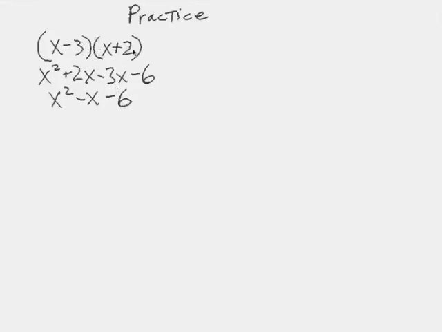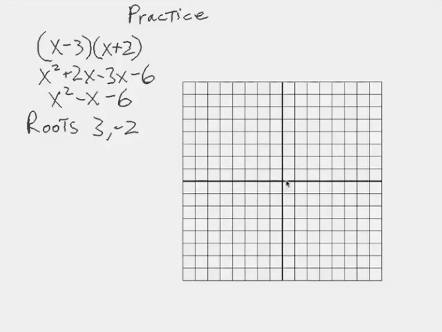All right, I've got the factors to start with, so my roots are the opposites of those numbers, 3 and -2. So I just need my graph. Roots are 3, -2, so I've got my parabola going through my two roots of 3 and -2.